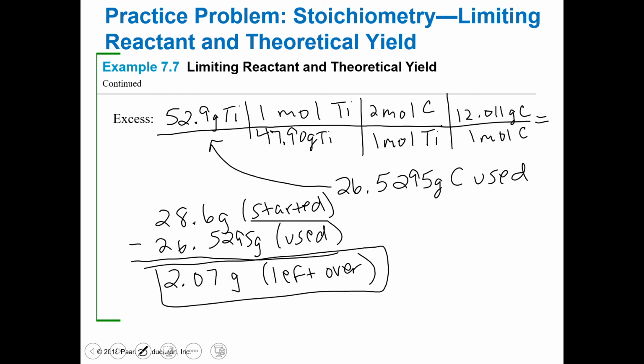It's left over. So first we had to find the limiting reactant. That told us how much of the product we were going to make. Then we had to figure out how much of the excess or the non-limiting reagent was used up to make the amount of product we had. Once we can figure that out, we just subtract it from the original, and that tells us how much is left over.